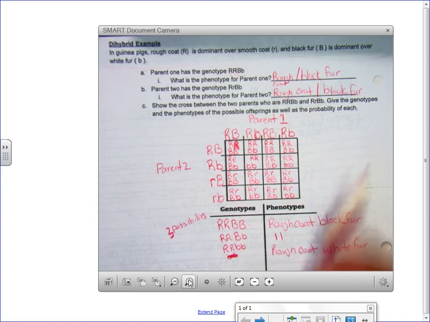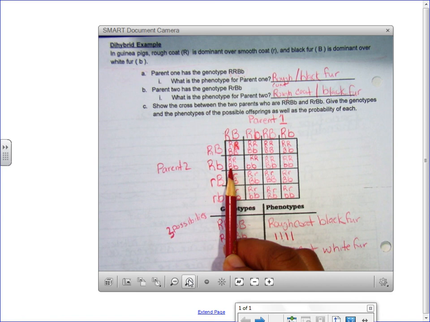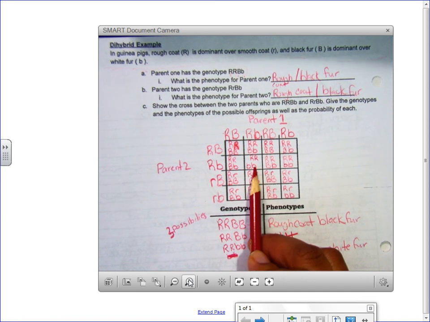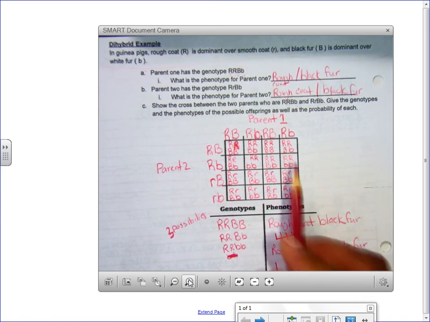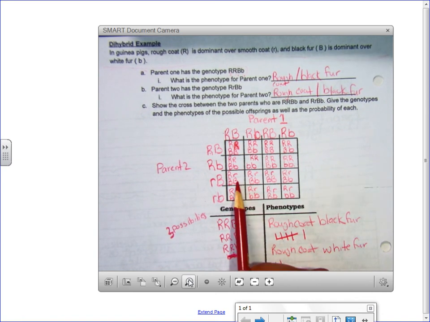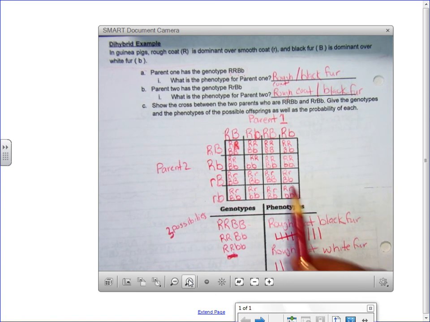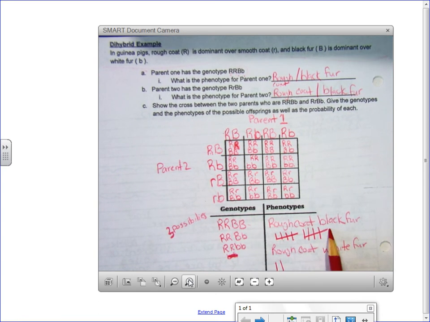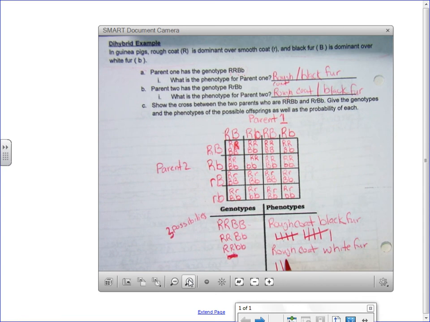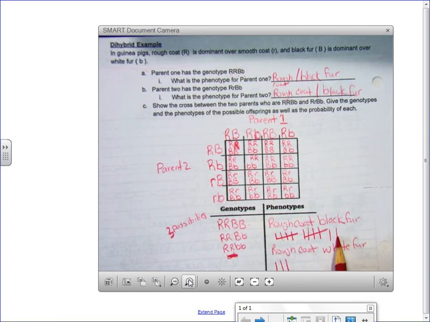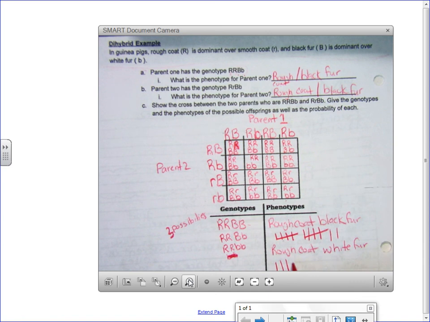Rough coat, black fur. Rough coat, black fur. Rough coat, white fur. Rough coat, black fur. Rough coat, white fur. Rough coat, black fur. Isaiah, stay with us. There should be no reason why any of you should get this wrong on a quiz. Rough coat, black fur. Rough coat, white fur. Rough coat, white fur. All right.